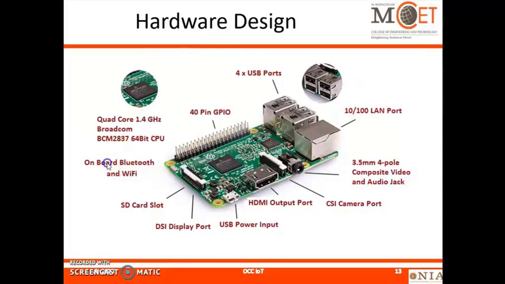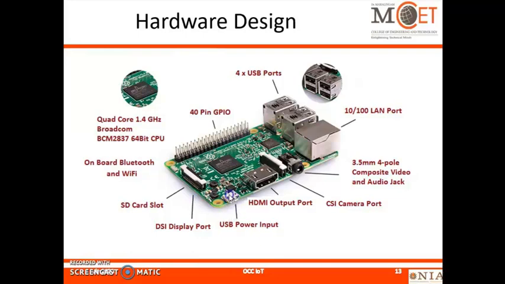And onboard Bluetooth and Wi-Fi, I have already mentioned in the specification part, in Raspberry Pi 3 alone this facility is available. And the important thing, see, the SD card slot is available at the back portion of Raspberry Pi. So this SD card slot is used to hold the operating system which is used in Raspberry Pi, which is very important. And a DSI display port is also there.